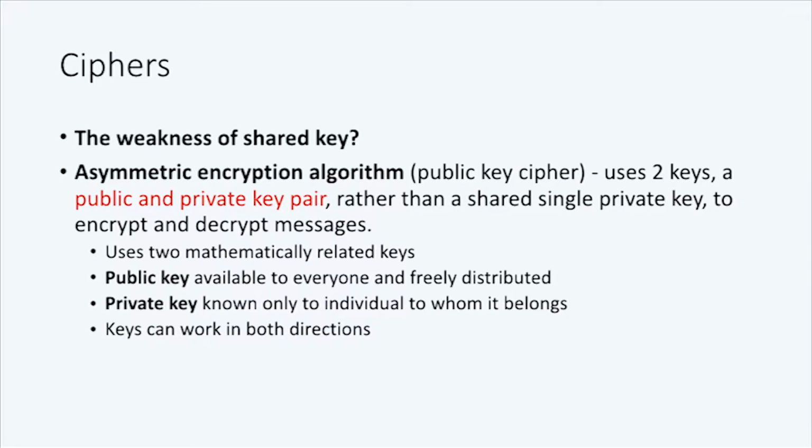Asymmetric encryption algorithms overcome that weakness. We refer to asymmetric encryption algorithms as public key ciphers because this cipher uses a set of keys, a set of mathematically related public and private key pair rather than a shared secret key to encrypt and then decrypt messages. These keys are generated and mathematically related. They never have to be exchanged. The public key is freely available to everyone and will be published. The private key would only be known to the individual to whom it belongs.